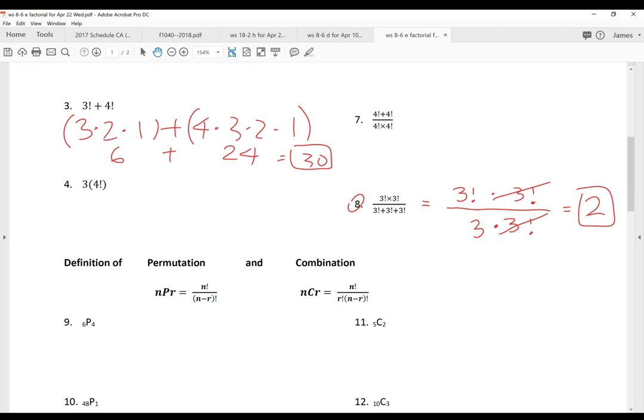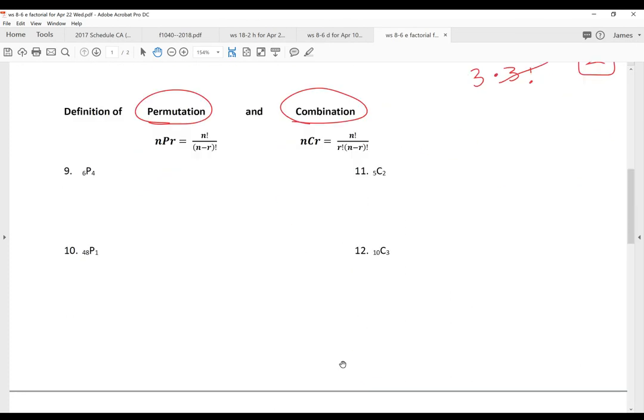Okay, next one is called permutation and combination. The definition is right there. Yeah, I should point it out. So this is the definition of permutation, and this is the definition for combination. Okay, it's using factorials. Don't worry about the words, just use the definition and it should be okay. So for example, number 9, 6P4. So that comes from here. So 6 is the first number.